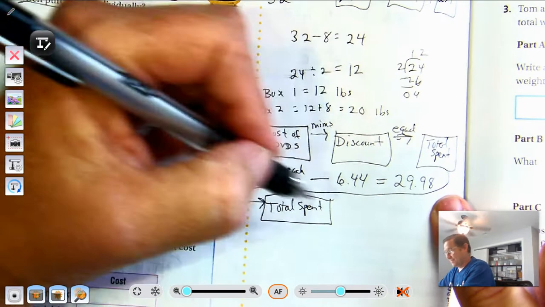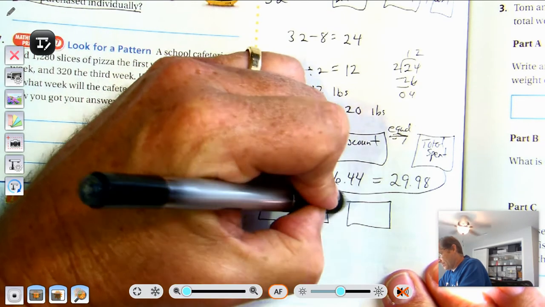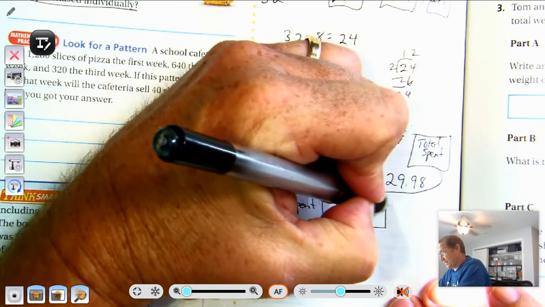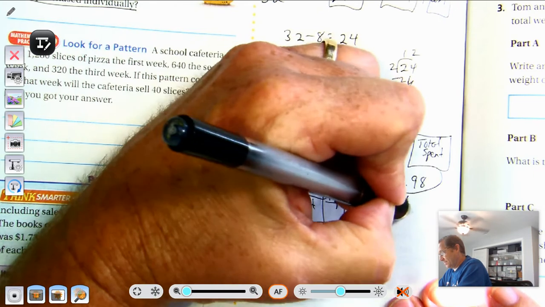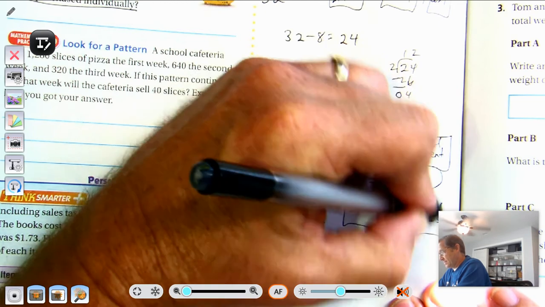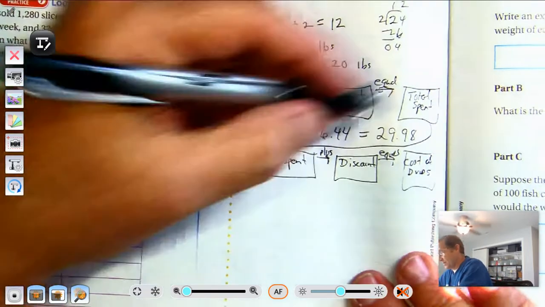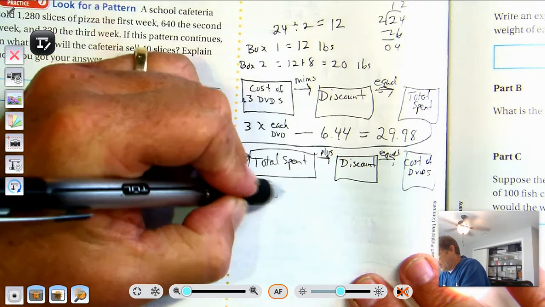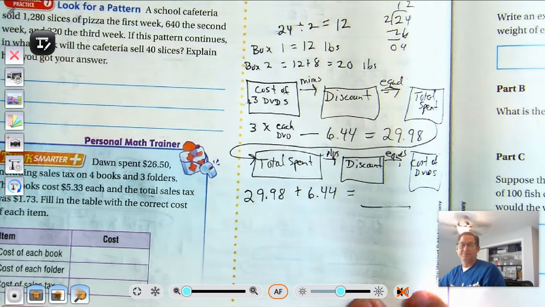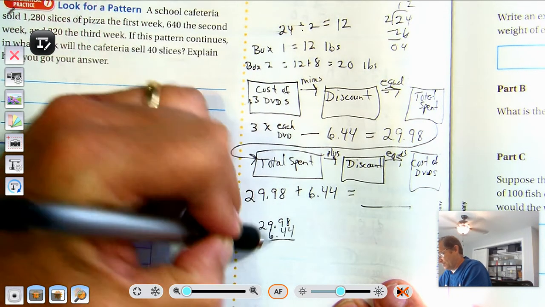And we would take the total spent and add back the discount. That's going to give us the cost of the DVDs without the discount. So $29.98 plus the $6.44 equals the cost of the DVDs. All right, so $29.98 plus $6.44.